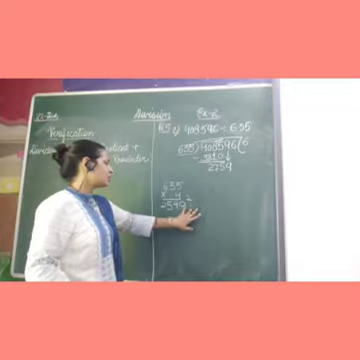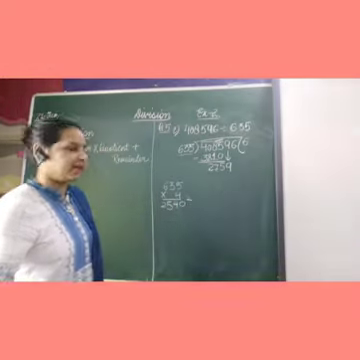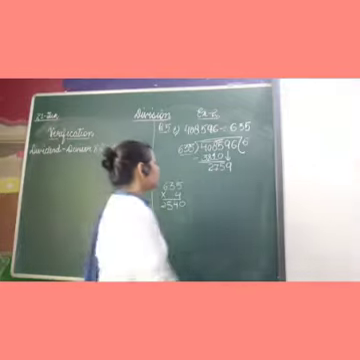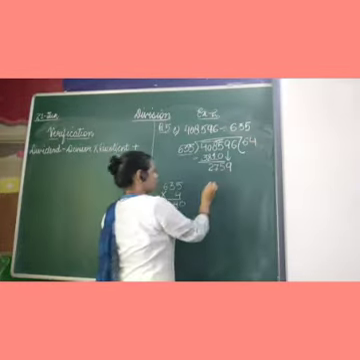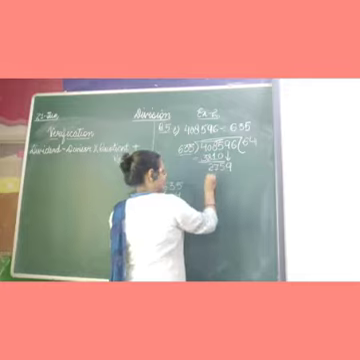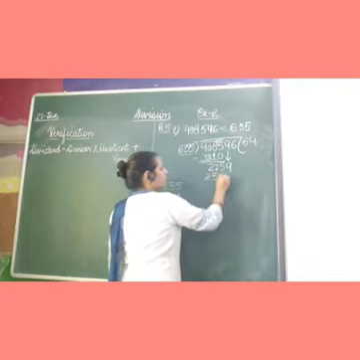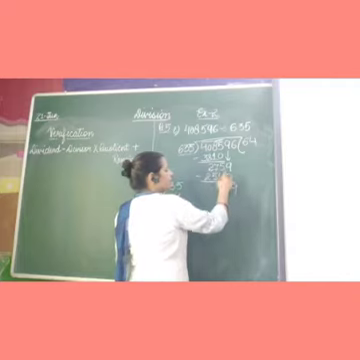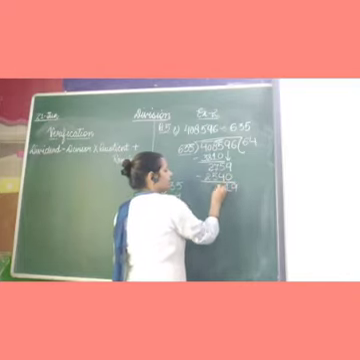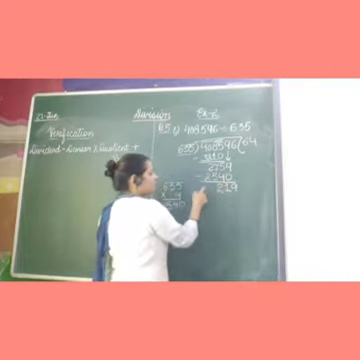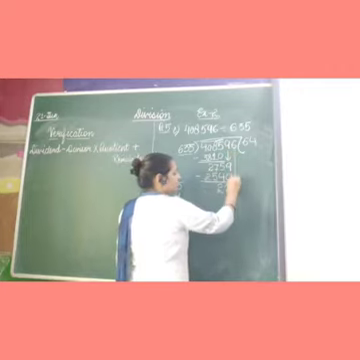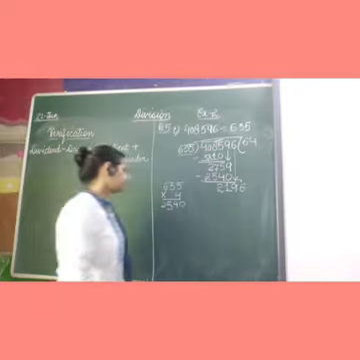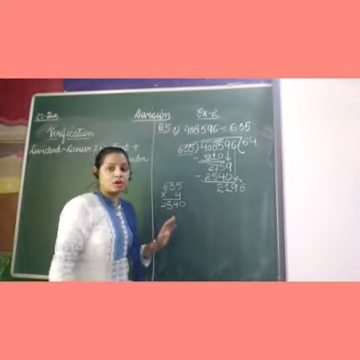Yes, see children, 2540. This is smaller than 2749, so we will take 4 here. So 635 multiplied by 4 is 2540. 9 minus 0 is 9, 5 minus 4 is 1, 7 minus 5 is 2, and 2 minus 2 is 0. Now the last digit 6. Now we will copy 6. Okay. Again we will follow the same step.